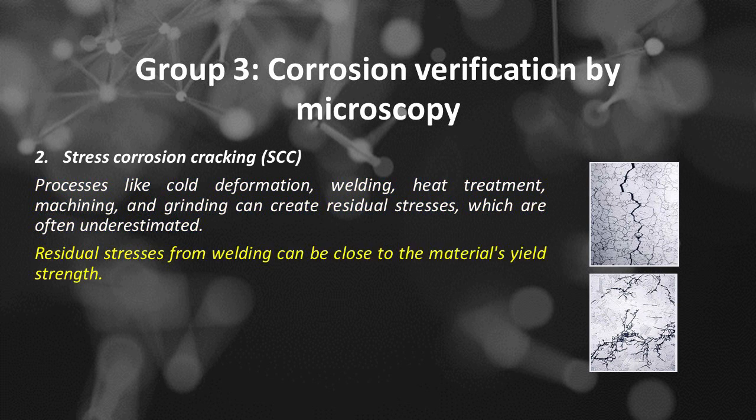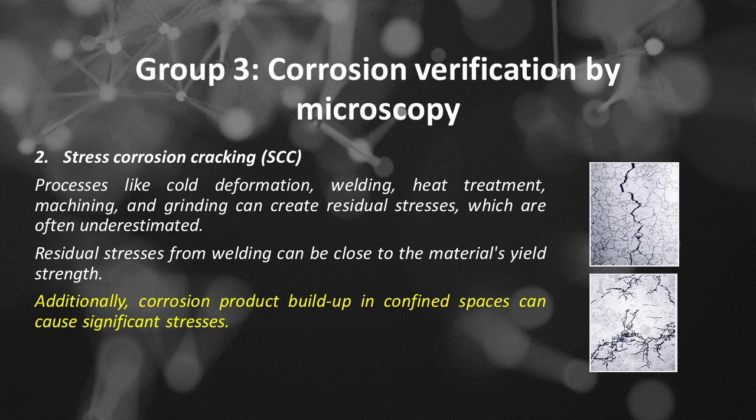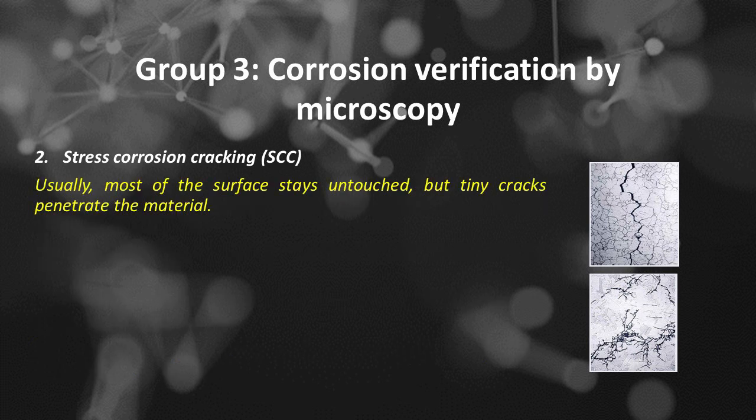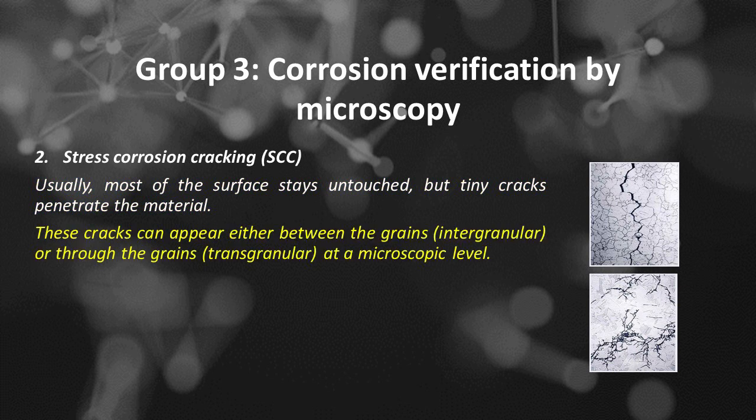Residual stresses from welding can be close to the material's yield strength. Additionally, corrosion product buildup in confined spaces can cause significant stresses. SCC usually occurs under certain combinations of alloy, environment, and stress. Usually, most of the surface stays untouched, but tiny cracks penetrate the material. These cracks can appear either between the grains, intergranular, or through the grains, transgranular, at a microscopic level.